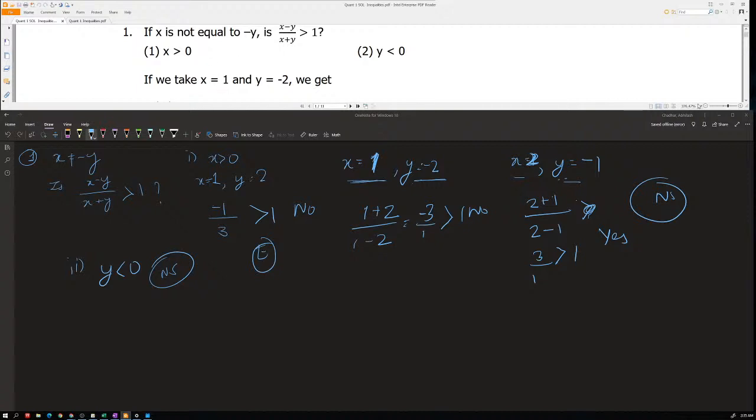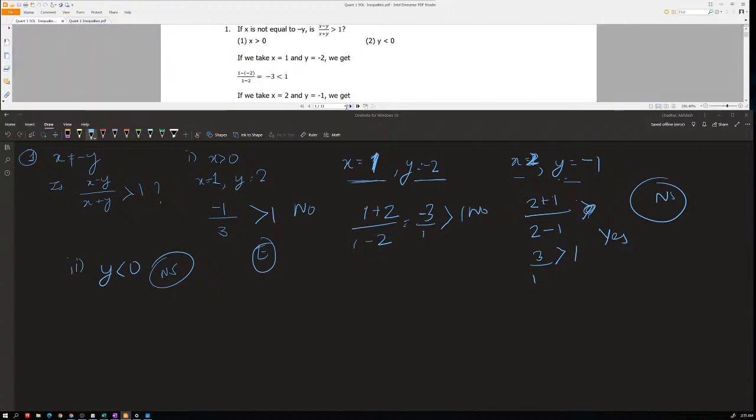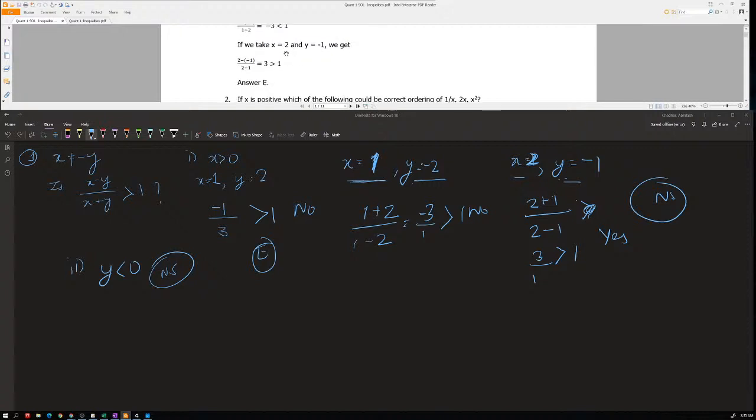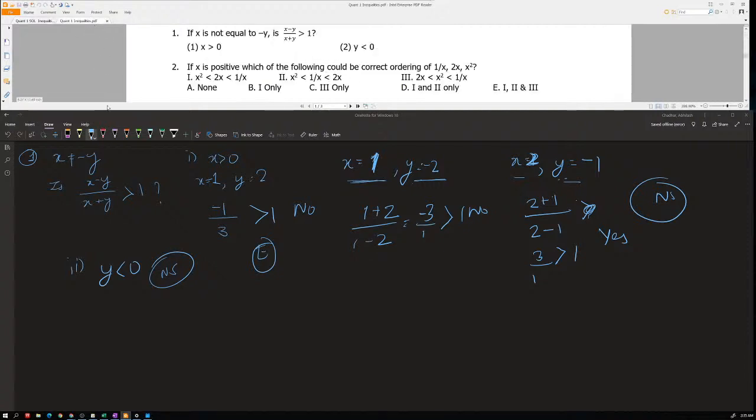So it says that if x is not equal to minus y, okay, so they have taken this condition, then they get minus 3, which is less than 1, they get a no answer. If we take this, they get a yes answer. And yeah, same thing, they also got E. So the first one is correct. Let's go with the second one.